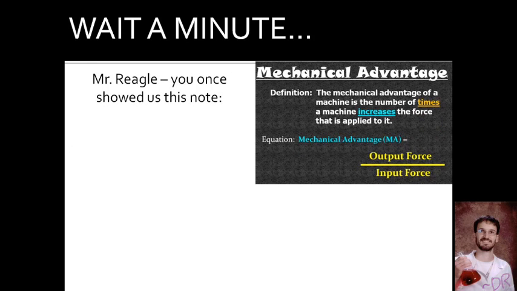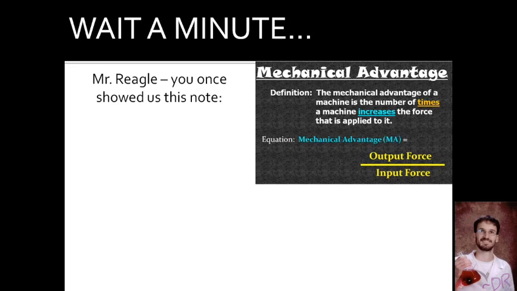But wait a minute. Something's weird. If you remember from a previous note video, we looked at mechanical advantage. The global equation for mechanical advantage is always output force divided by input force. So it's the amount of force that you get out of the machine divided by the amount of force that you put into the machine.